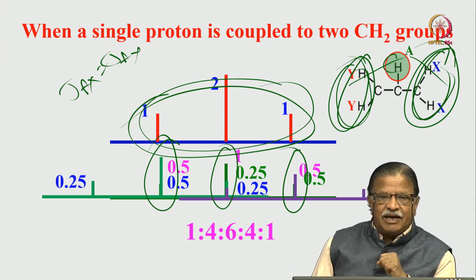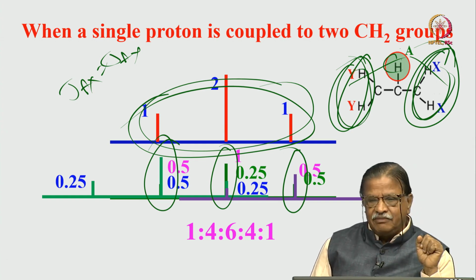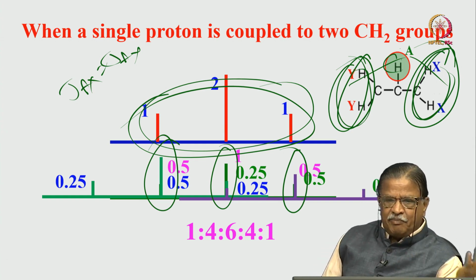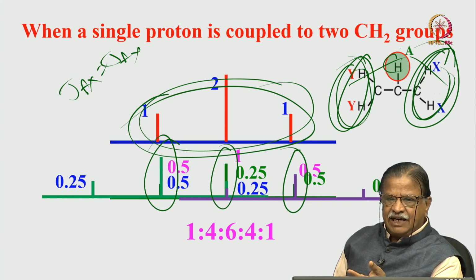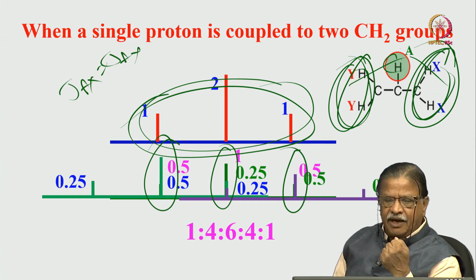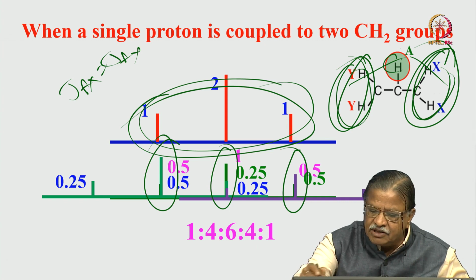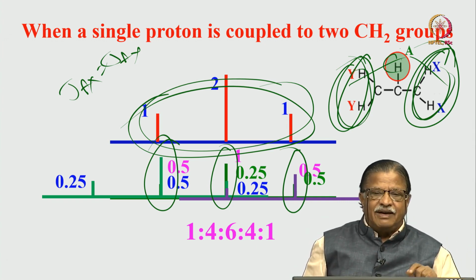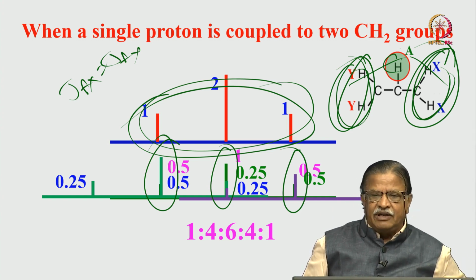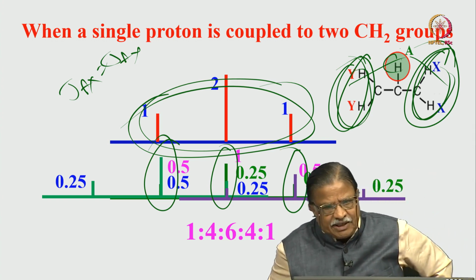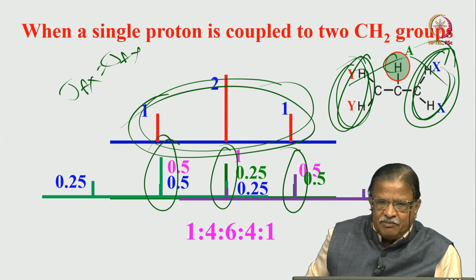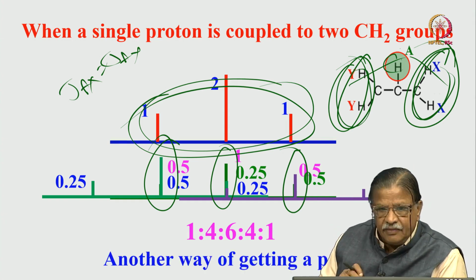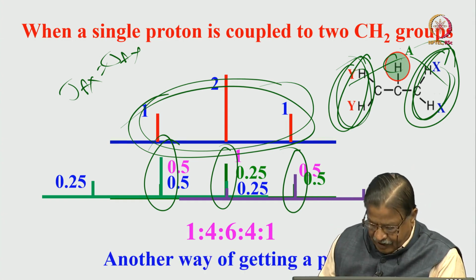This is where the confusion comes. When you want to analyze the NMR spectrum, you will see that a single proton coupled to another proton in CH3 with identical strengths also gives a pentet. One proton coupled to two CH2 groups with identical strengths also gives a pentet. This is where the beauty comes, and you have to have the knowledge of unraveling this multiplicity to get the information about the structure of the molecules. This is another way of getting a pentet.